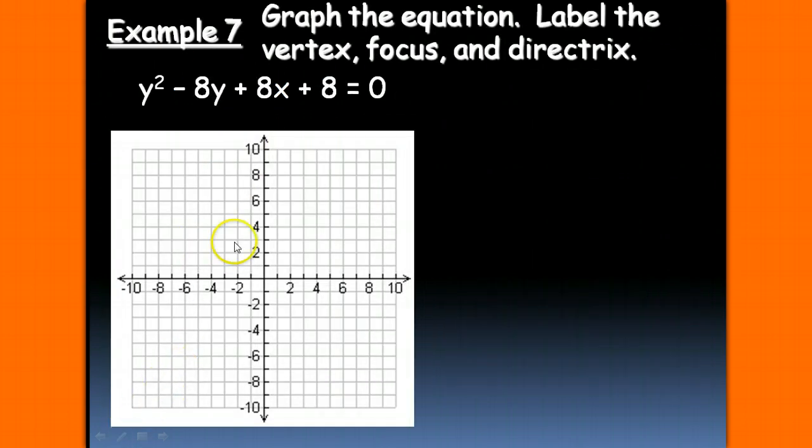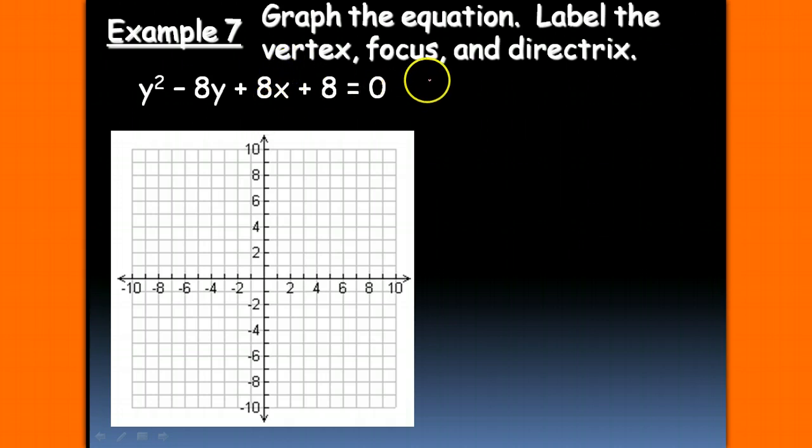Alright, so now we're going to go ahead and do example 7. So on this one we have to graph the equation and label the vertex, focus, and directrix. Well, we have to do a little bit more work on this one as it's not in standard form and we're not given points. So the first thing we're going to do is put our squared term on the right side of the equation along with anything that goes with it, like this 8y will go with our y squared, and we'll leave all the single-exponent terms, like this x, on the left.